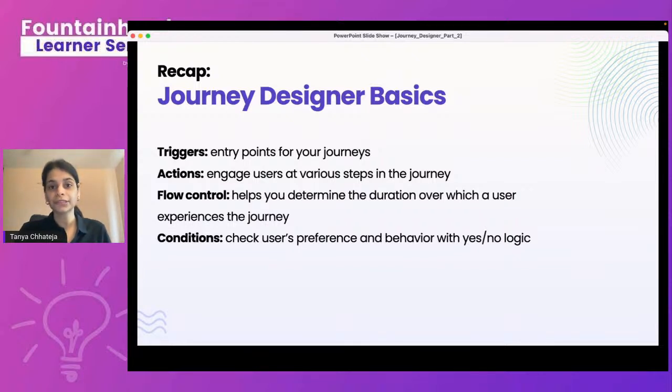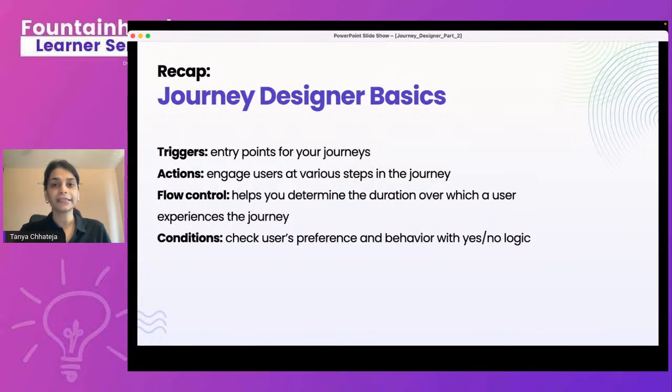Third is flow controls. Flow controls determine the length or the duration over which any user will experience your journey within the Journey Designer. This includes wait blocks and the split block, like we covered last time, to split users into two separate branches so that you can experiment with either a different send time, a different channel, or a message strategy.